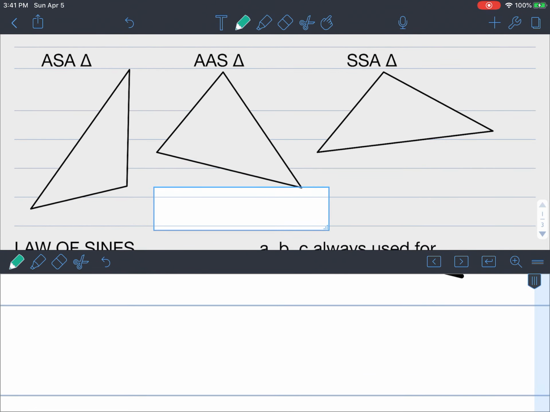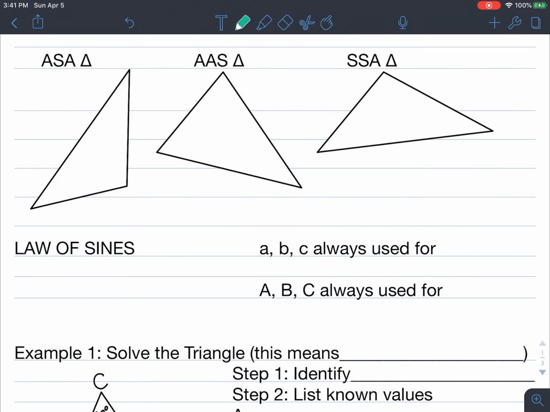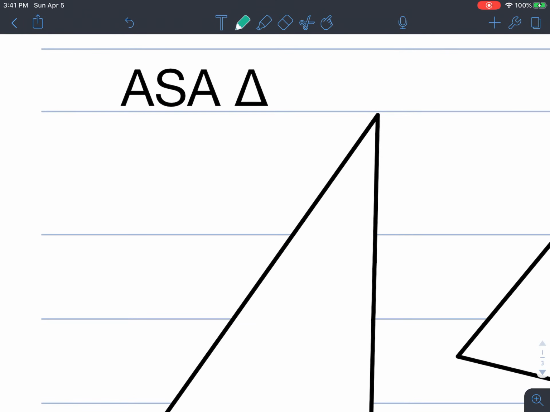So it's all about the information that's given. So an ASA triangle means that you're given first two angles and a side, but not just any side. The side that's given is between the two angles.